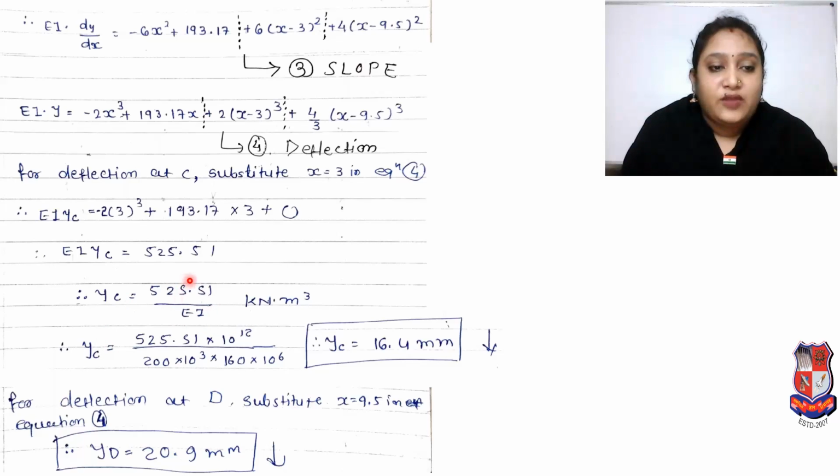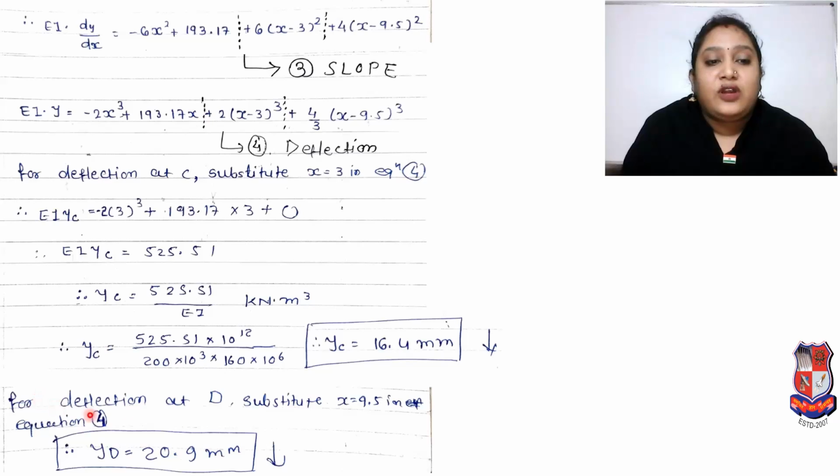So if we simplify that, then we have to put the value of E and I. That E and I is given in the form of Newton and mm, so we have converted that. That's why we have multiplied 10 raised to 12. So no need to get confused about that 10 raised to 12. If we simplify that by putting the value of E and I, then YC, the deflection at C, will be 16.14 mm downward.